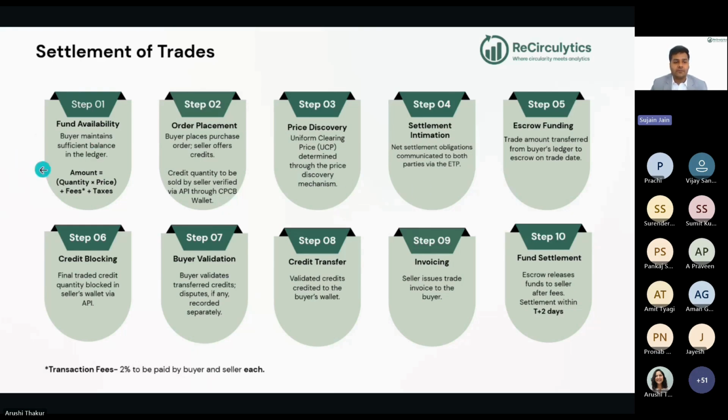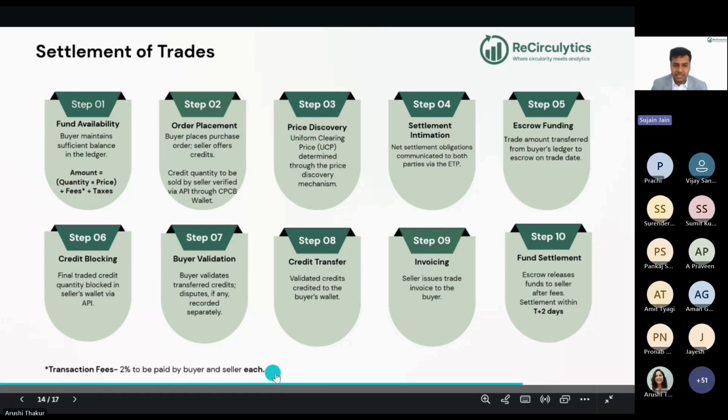So the buyer will have to put money in the ledger based on whatever demand he is putting and the estimated maximum price which he is willing to pay. The amount would be the total value of the credits which he wants to buy, plus the 2% fees which he has to pay, plus the taxes, that is the GST, the TDS, TCS. All of those amounts he will have to first maintain in his ledger.